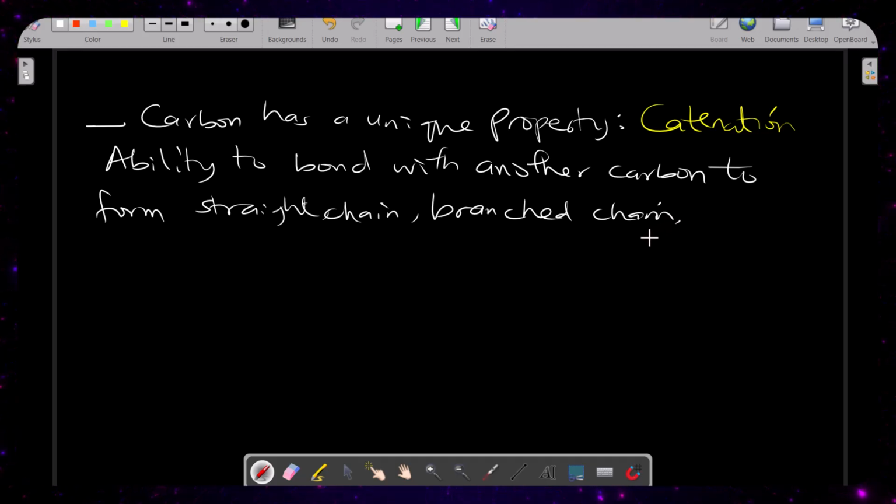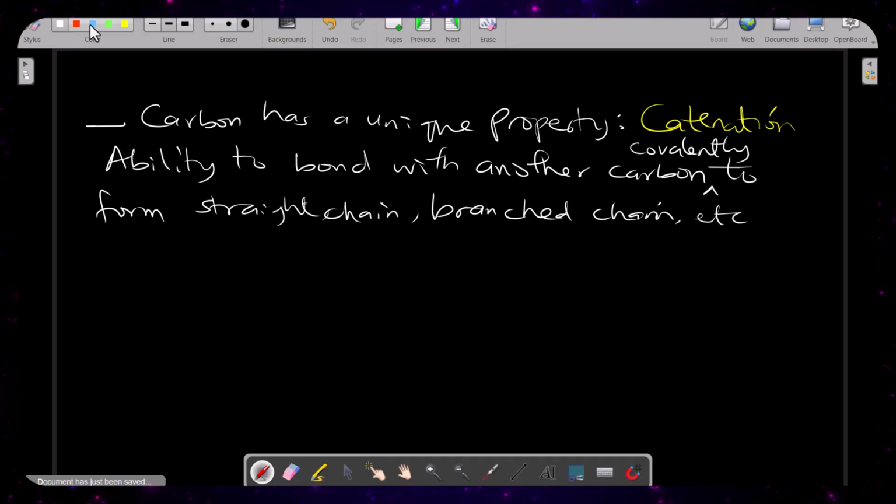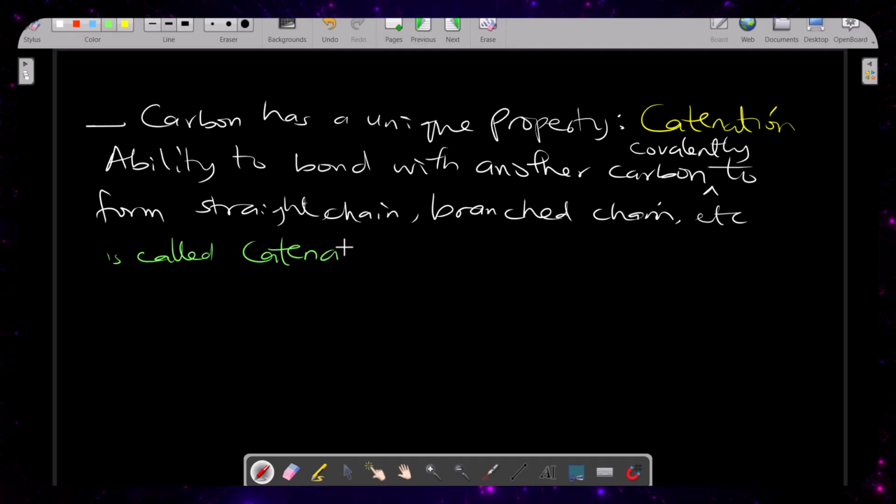So that ability to bond with another carbon covalently, where the bond is going to be a covalent bond, to form straight chains, branched chains, etc., is what you call catenation. So this is one feature carbon has.